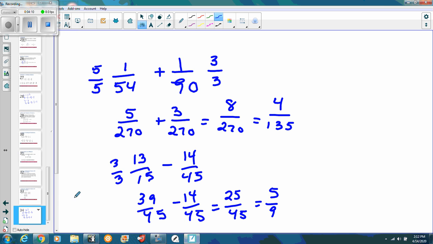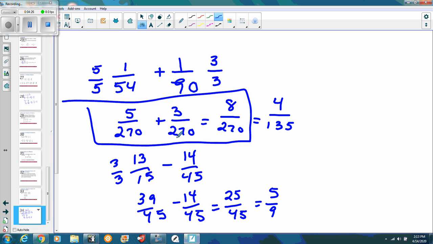Okay, so when you don't have the same denominator, you've got to get the same denominator and then either subtract or add. And then you can always check it in your calculator to make sure you get the right answer. But I want to see this, especially on the homework. Otherwise, you're not going to get credit for it. Okay, so that's section 2.